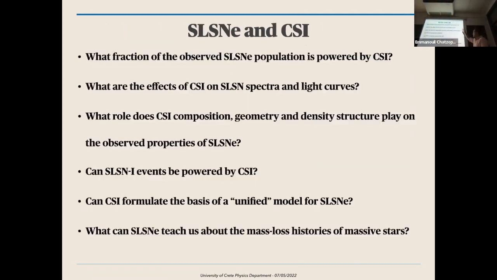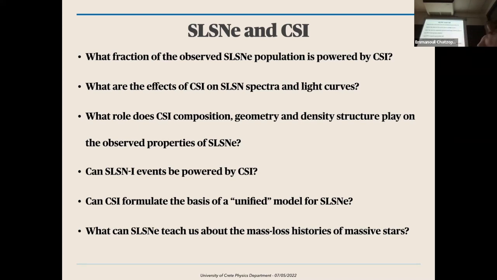So here are some pressing questions, some burning questions in the superluminous supernova community that we're trying to solve with rigorous hydrodynamics and radiation transport simulations. What fraction of the observed population of superluminous supernovae is powered by interaction? CSI stands for circumstellar interaction in this case.